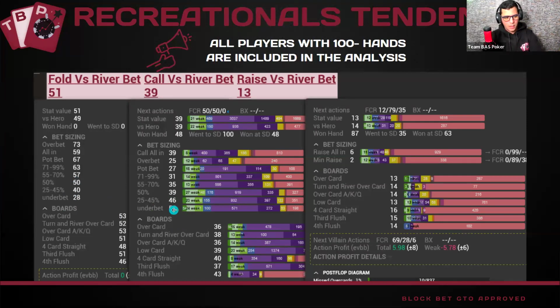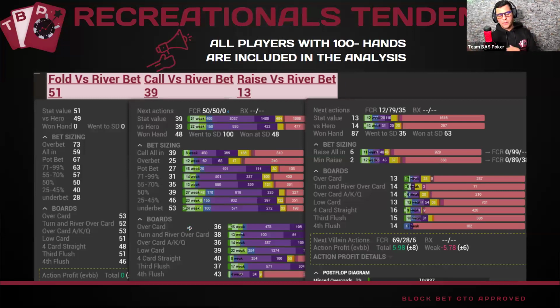So if we say that against underbets they are folding 28%, they are calling 52%, it gives us a total of 81%, if my maths aren't that bad. Yeah, I think 81%, which brings us to a conclusion, because if you look at the pop-up, raise versus river bet is 13%. It's showing you the raises, but it doesn't show at which frequency they are raising against which sizing. To do this, you combine the call against underbet, the fold against underbet, and then you have the raise versus river bet.